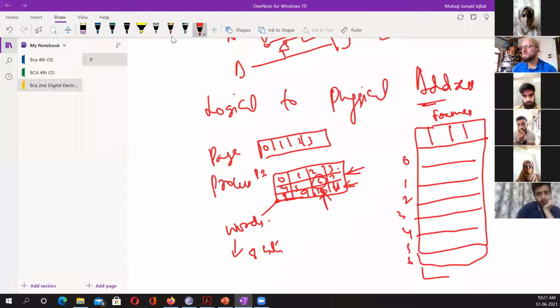मोहम्मद हारिस साहब आ गया. मान लीजिए मेरे पास ये भी ऑक्यूपाई है, ये भी ऑक्यूपाई है, ये भी ऑक्यूपाई है. ठीक है ना? मोहम्मद हारिस, open up the cam.